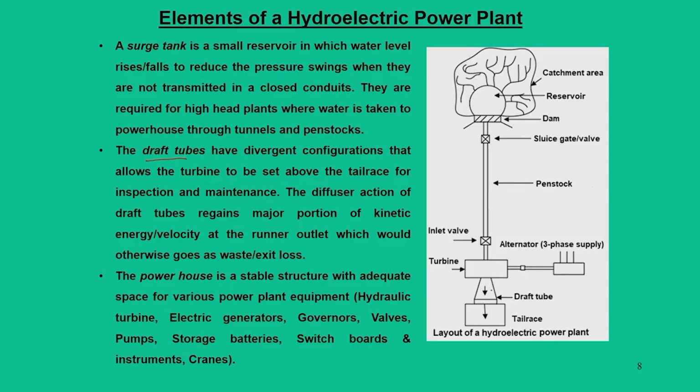And the most important component here is the draft tube. A draft tube is a diverging configuration made where the water is discharged from the turbine. This diffuser action of the draft tube regains a major portion of the kinetic energy or velocity of the runner at the outlet, which would otherwise be wasted at exit. Then the last component is the powerhouse. It is a stable structure which has all types of plant equipment like hydraulic turbines, electric generators, governors, valves, storage batteries, switchboards, etc.